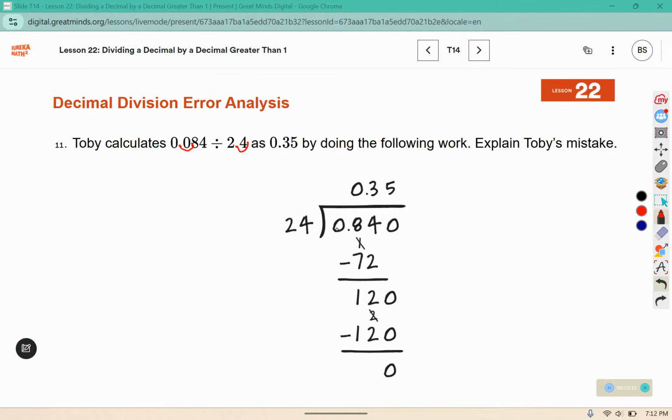24 does not fit into 0 and it doesn't fit into 8, so far so good. 24 fits into 84 3 times, that looks good, but his decimal should still be located right above, lined up, so it should be 0.035.